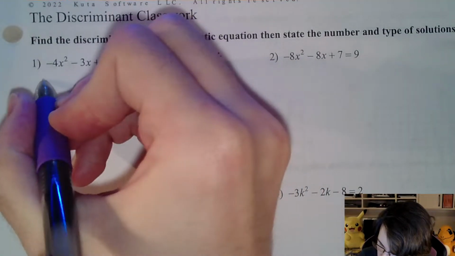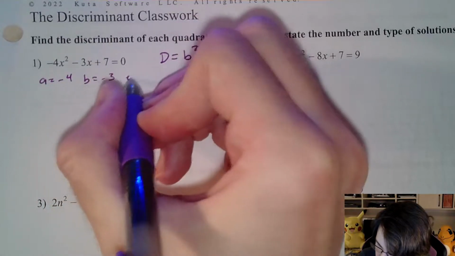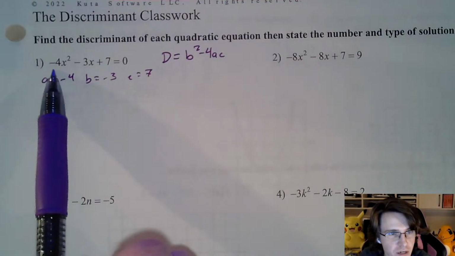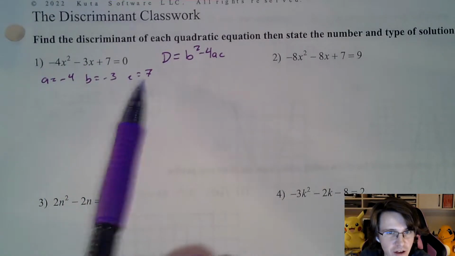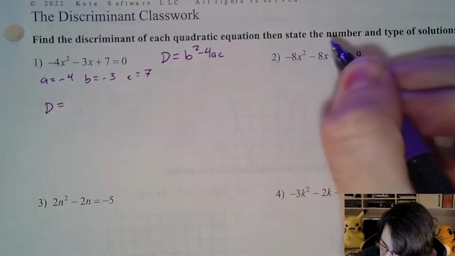So we're going to start off. We're going to go ahead and figure out what A is right away. It's -4, B is -3, C is +7. So that is the number that is in front of the x squared, the number that's in front of the x, the number that is by itself. And that's all we have to do. Plug it in right away.